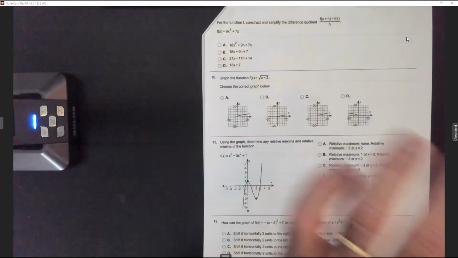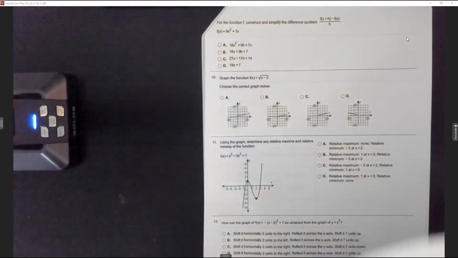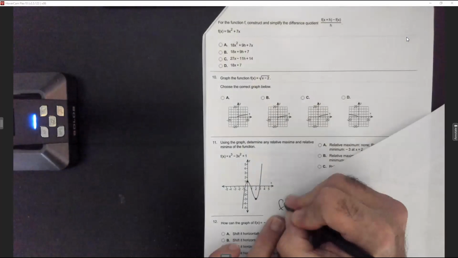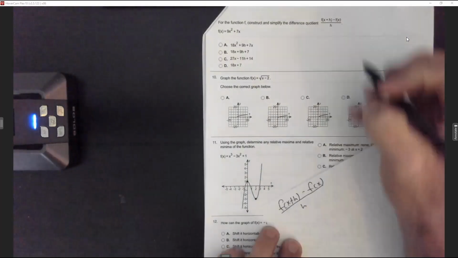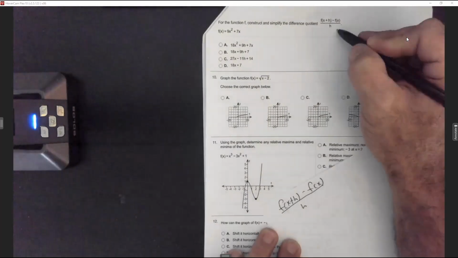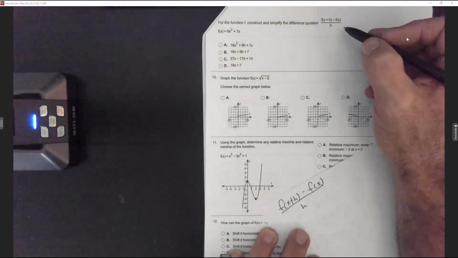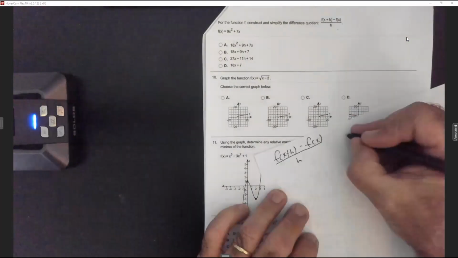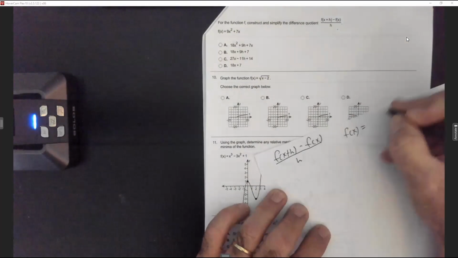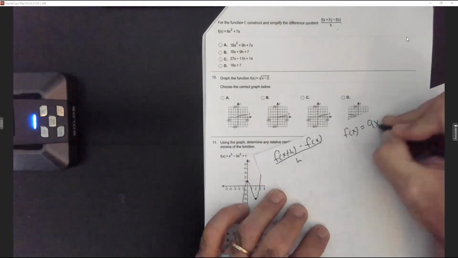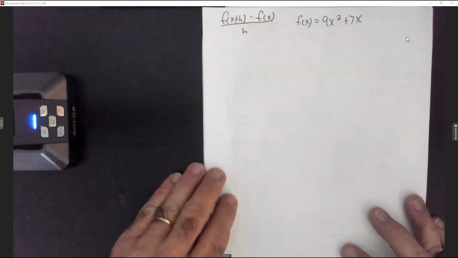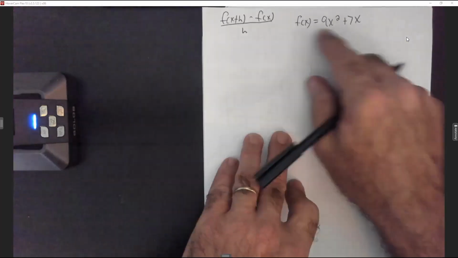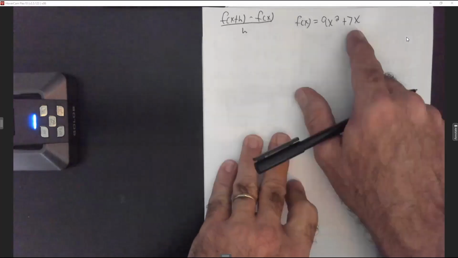All right, I think this one I'll probably have to write. So we're giving you the difference quotient formula. What we got to do is construct it and simplify. So let's see what f of x is. f of x is going to be 9x squared plus 7x. So we're about to construct the difference quotient. So we got f of x already. They gave it to us.